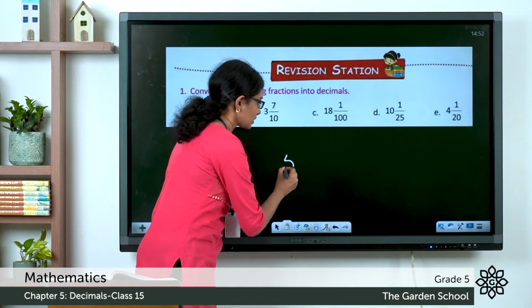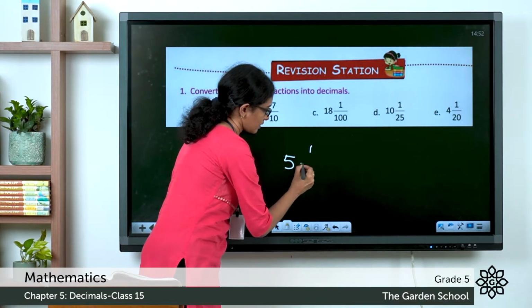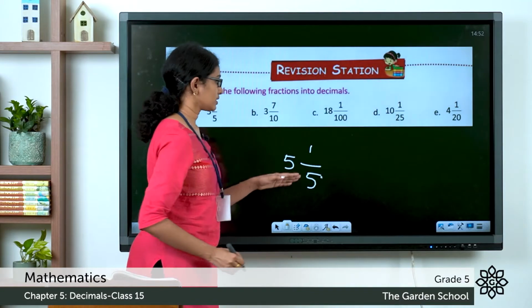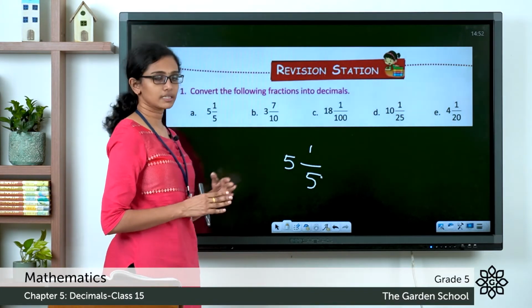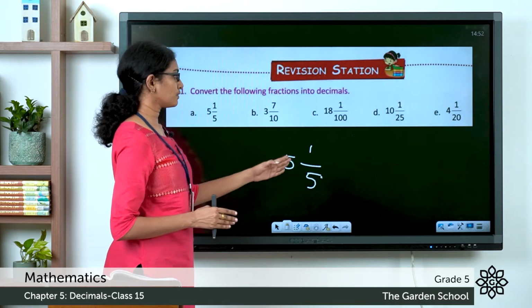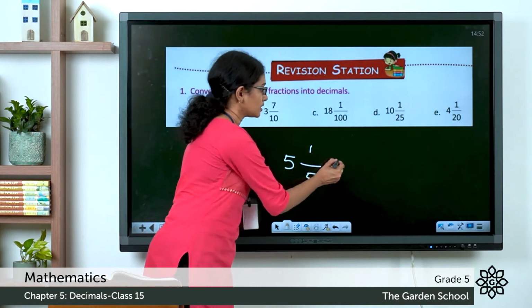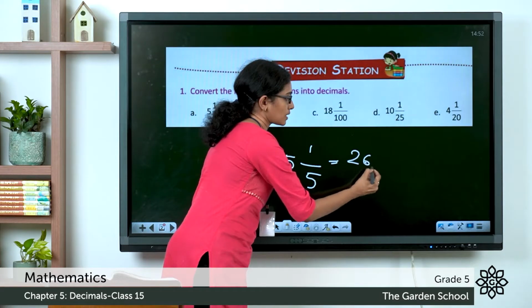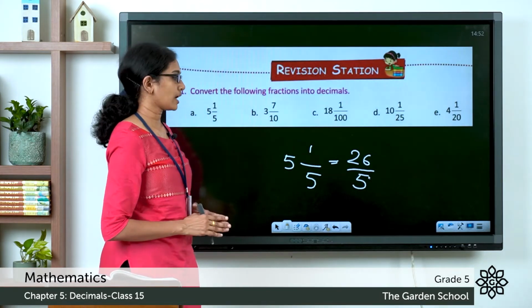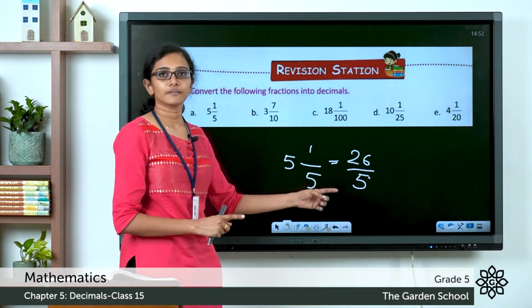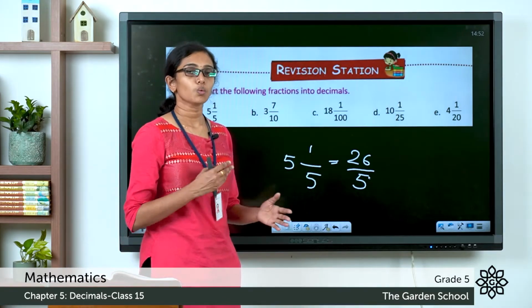Let's see that. Write 5 here. Now the denominator into the whole number part, 5 into 5, plus the numerator. So this is 5 into 5, 25, plus 1, 26 by 5. So now we have got the corresponding improper fraction, and to convert a given fraction into decimal form, what do you have to do?